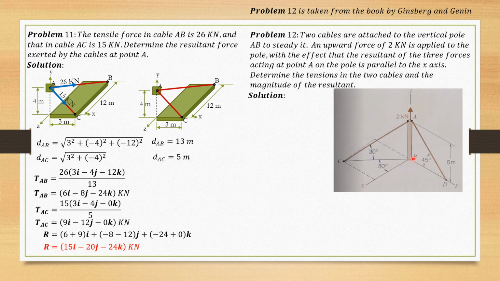So if the resultant will be parallel to the x-axis, it means that the y component and the Z component of the forces, tension forces, or all these forces will be 0. So that means Ry is 0 and Rz is 0, and Rx is the resultant force. So for Ry is 0, the summation forces along y equals 0. So this is the y-axis.